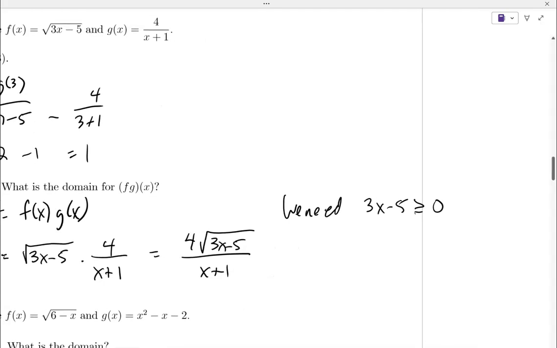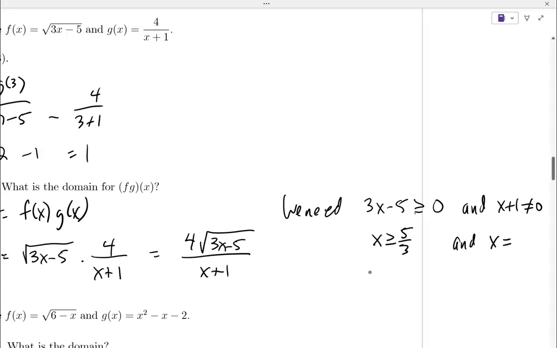What else do we need? If we look at the bottom, yeah, the x plus 1 cannot be 0, right? We need both of those things, right? We need to worry about the numerator and the denominator here. The first one, if we add 5 and divide by 3, we get that x is greater than or equal to 5/3. Notice that your inequality does not flip here because we divide by a positive number.